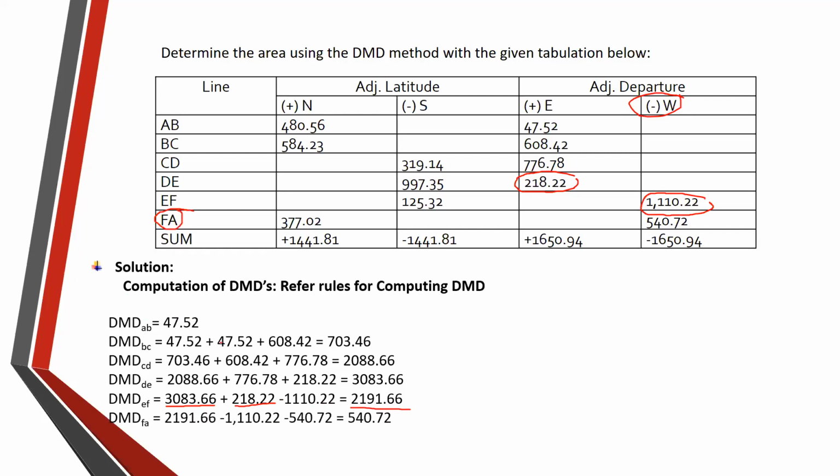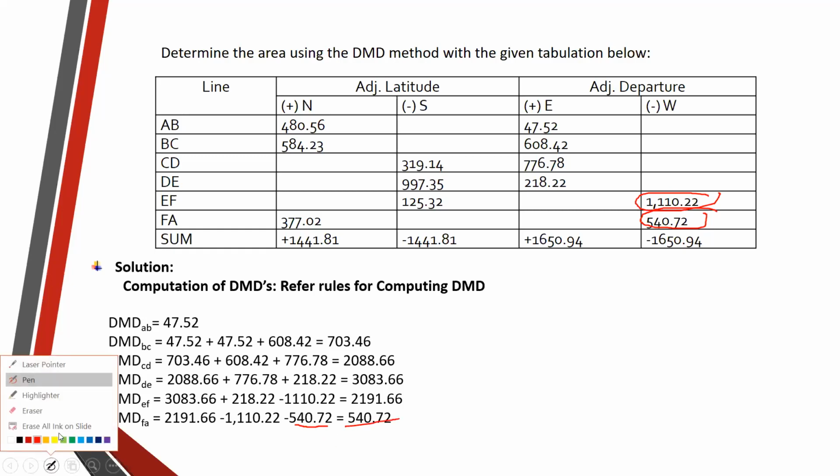So the departure of the course FA is equal to, we just bring down 2,191.66 minus 1,110.22 minus 540.72, the course itself, and this is the preceding 1,110.22, and that is equal to 540.72.